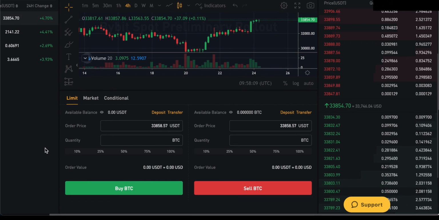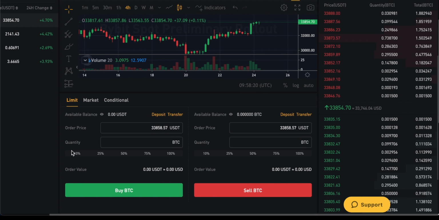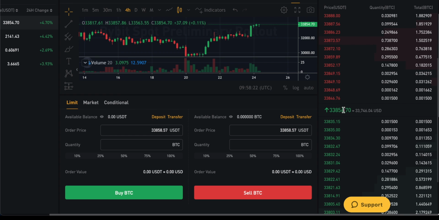Let's come and put in a limit order though. We can put in a limit order, which means we actually choose the price that we pay, and we can put in that maker order. We can see the price right here, 33,854. So let's try and put a bid in for a little bit cheaper.